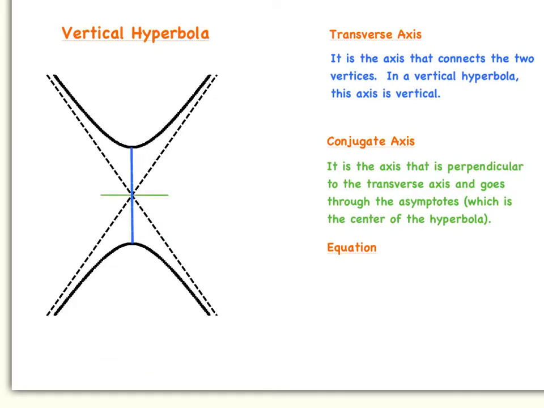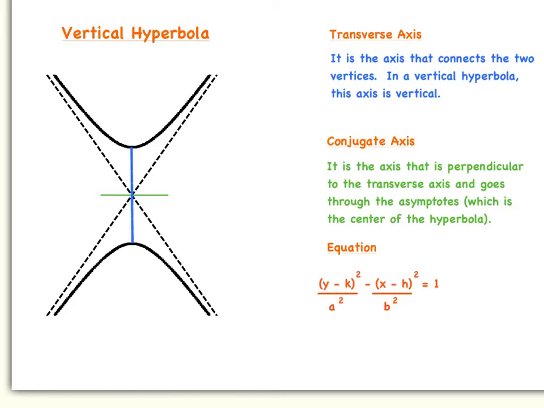Now let's look at its equation. Do you notice the difference between this equation and the equation for the horizontal hyperbola? The y minus k squared and the x minus h squared have switched places. With the vertical hyperbola, the a squared is the denominator of the y term. In the horizontal hyperbola, the a squared is the denominator for the x term.